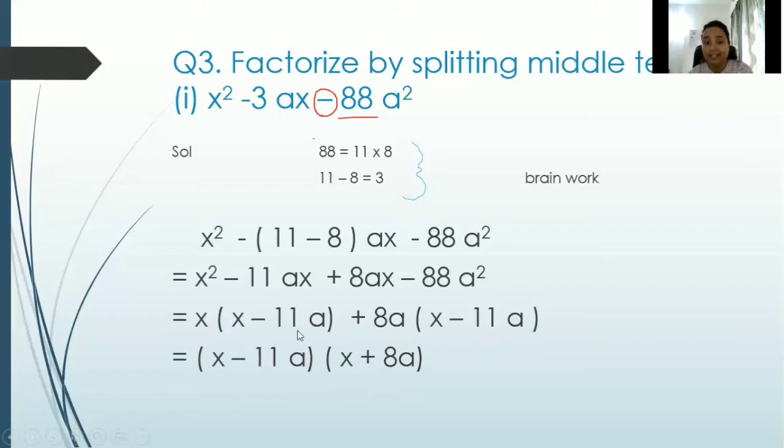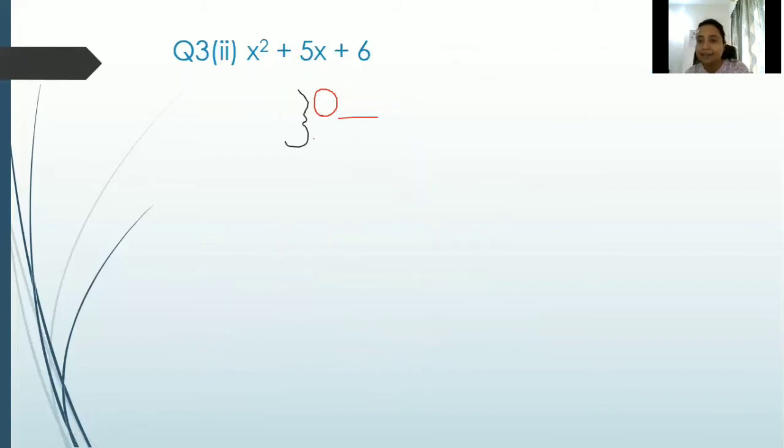And always see, if you are getting the term common this way, it means your question is going correct. There should be no change in the sign as well. Okay. So this is your factor done. Isn't it easy? Let's understand more in the next example.